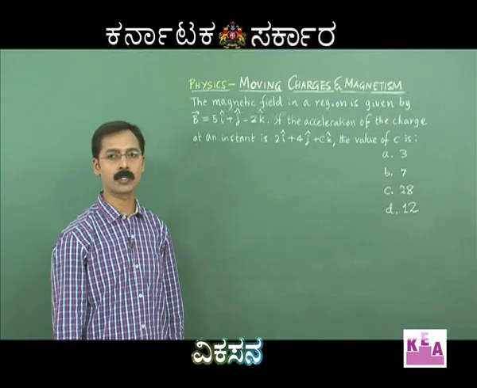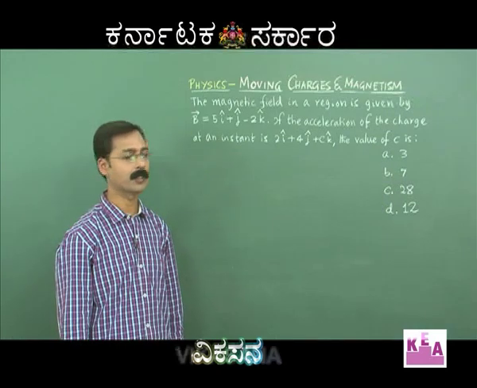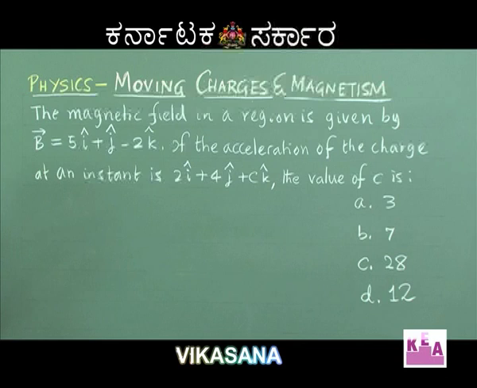Let us see the next question on magnetic force on a moving charge. A magnetic field in a region is given by B is equal to 5i cap plus j cap minus 2k cap. If the acceleration of the charge at an instant is 2i cap plus 4j cap plus ck cap, the value of c is. The options are A 3, B 7, C 28 and D 12.